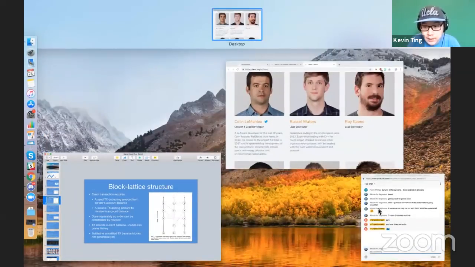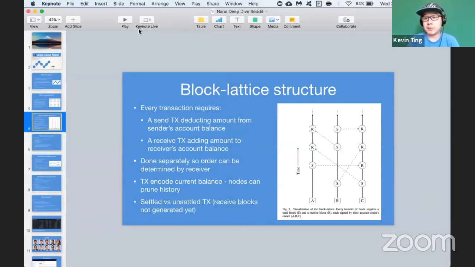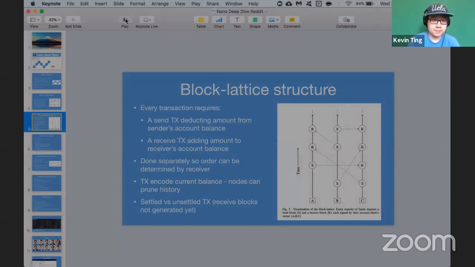Let me just check real quick the live chat. I'm going to switch between the live chat and my presentation every once in a while, just to check if anyone has any questions or anything to add.